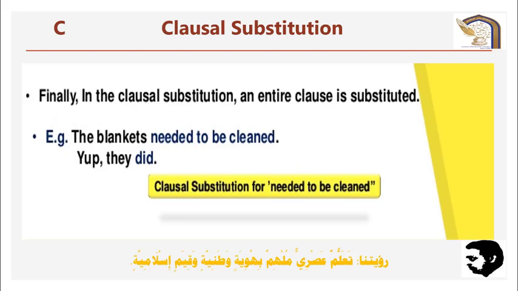The final kind of substitution is called clausal substitution. In clausal substitution, an entire clause is substituted. For example, the blankets needed to be cleaned. So, the response was, yup, they did. Did here was used instead of needed to be cleaned. So it was used instead of a clause. That's why this substitution is called clausal substitution.